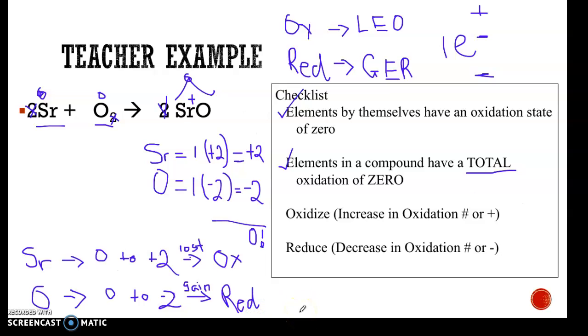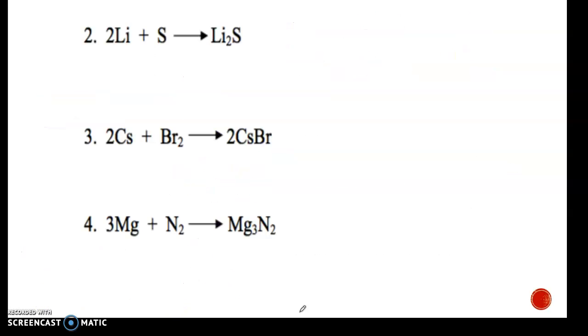So let's try 2 more problems, and then maybe 2. Let's see what the time gives us, and then move on to your own practice. So we have 2Li plus S gives us Li2S. All right, so we're starting off the first part of our checklist. We have 0 and we have 0 because they're by themselves.